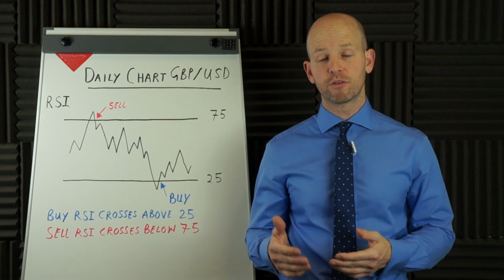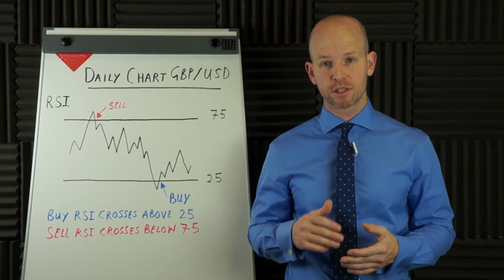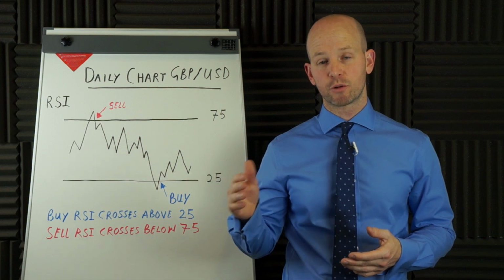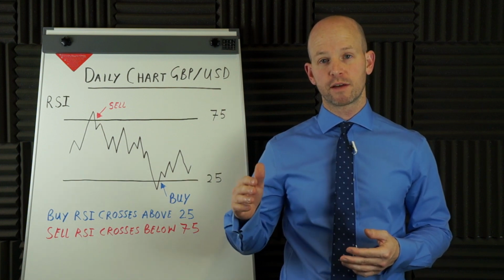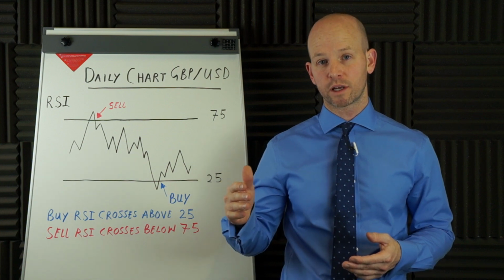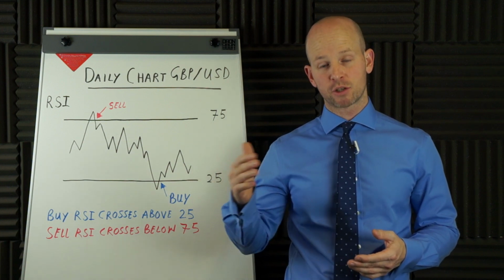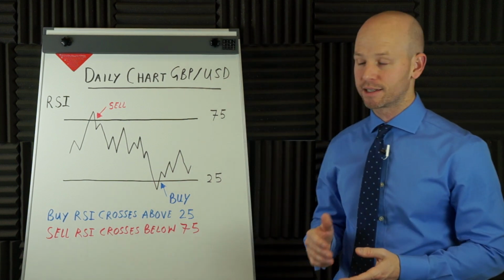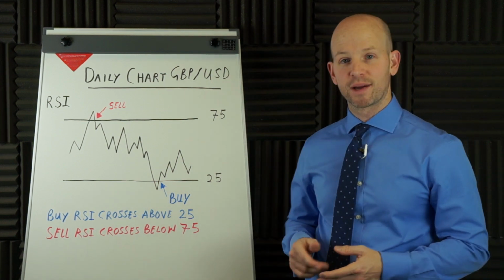When we talk about mean reversion, we're talking about when prices move away from their average to extreme levels. And our job is to identify when those levels have become extreme and likely to turn around. And then we're going to jump on the trend back towards the average. And a great way of doing this is using the RSI indicator, like I'm just about to demonstrate.